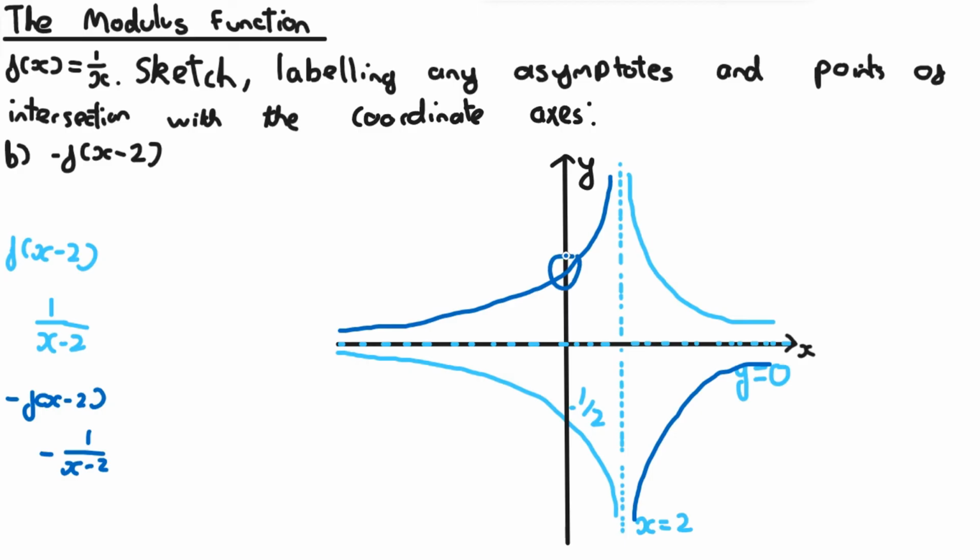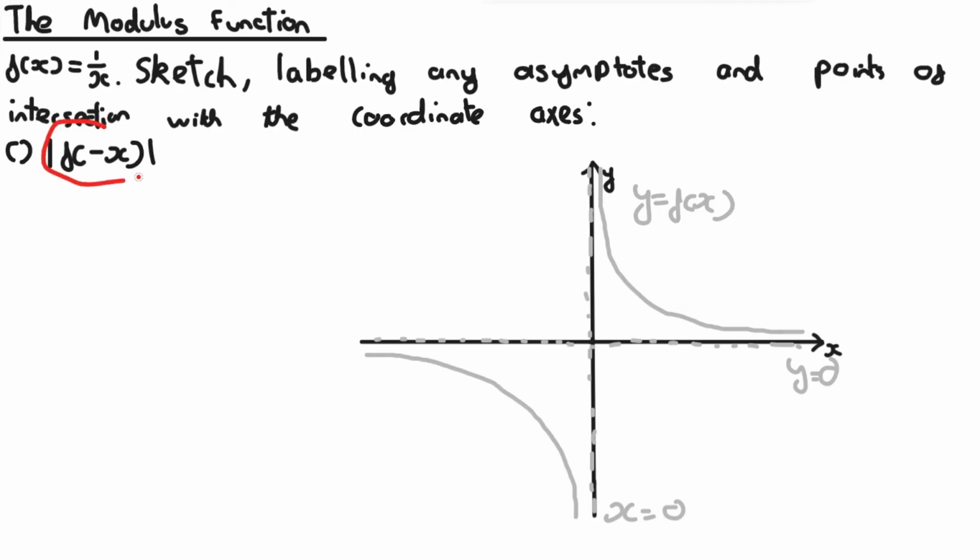So this is now going to be half y-intercept, because this was a minus a half and just reflected in the x-axis, so this is going to be a half, and the asymptotes are going to stay the same. This is still going to be the asymptote x is equal to 2, and this is still going to be the asymptote y is equal to 0. So x is equal to 2 and y is equal to 0. And then this is the final answer for the final sketch. This is the graph of y is equal to minus f of x minus 2, and it looks like this.